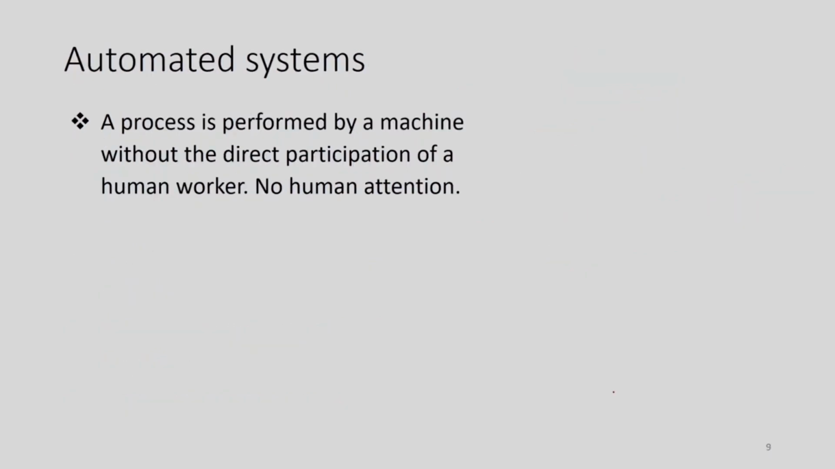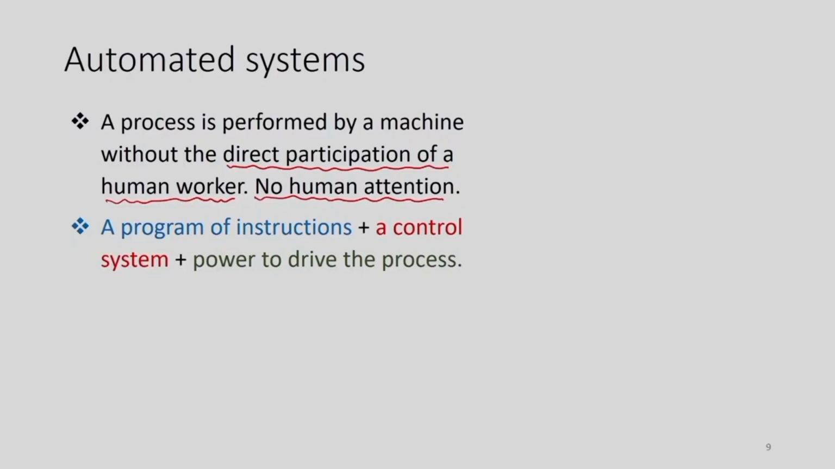The third manufacturing system is the automated system. In automated system, a process is performed by a machine and there is no direct participation of the human being. So, at advanced automated system level, we can say that there is no human attention even required to carry out the manufacturing operation. Now, how it is possible to carry out such an automatic control? So, for that purpose we need a control system.